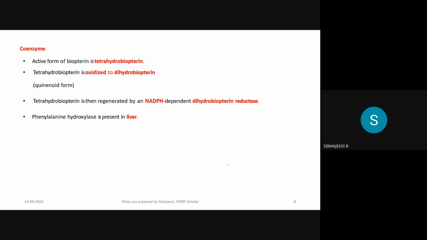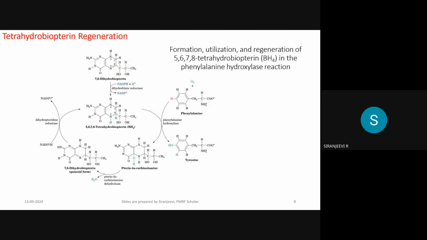So the active form of the biopterin is tetrahydrobiopterin that we have already discussed. Tetrahydrobiopterin is oxidized to dihydrobiopterin. Oxidase means the removal of the oxygen is called as the oxidase. And tetrahydrobiopterin is then regenerated by an NADPH dependent reaction called dihydrobiopterin reductase. And usually this phenylalanine hydroxylase is present in the liver. And this is the overall reaction.